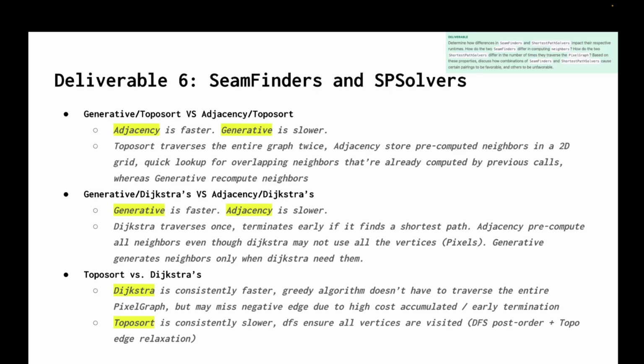Finally, comparing topological sort and Dijkstra, we can see Dijkstra is consistently faster since it's a greedy algorithm. It doesn't have to traverse the entire thing, but it might miss negative edges due to high cost accumulated or any early terminations. Topological sort is safer, but it's consistently slower. DFS will ensure all vertices are visited. So it depends on the use case.